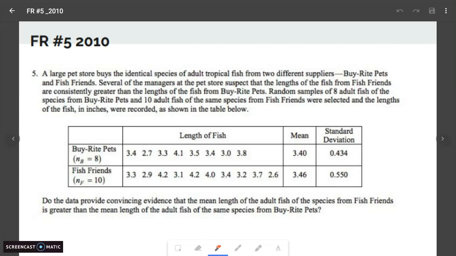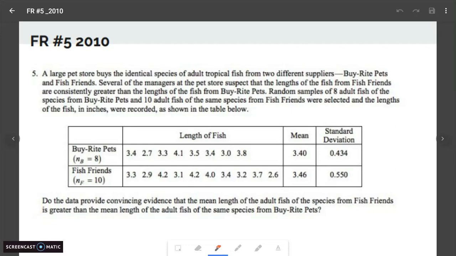Hey guys, in this video we're looking at free response question number 5 from the 2010 exam. We're comparing two different stores that are selling fish that have identical species of adult tropical fish, Buy Right Pets and Fish Friends. We're curious to see if the lengths of the fish are significant in any way.